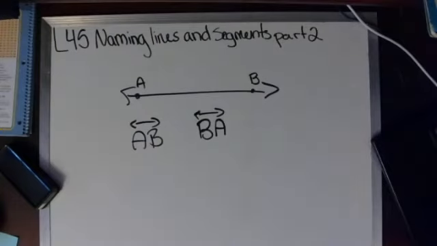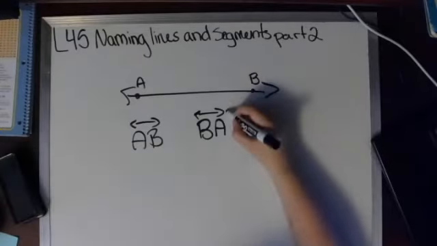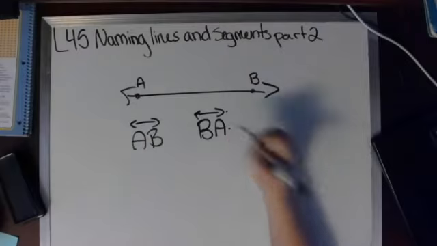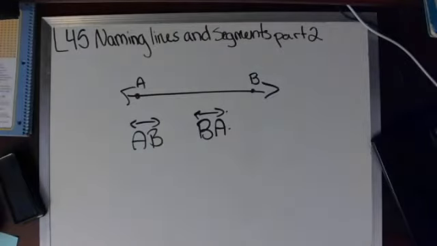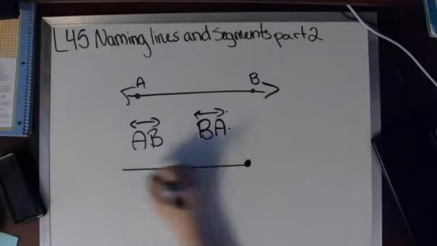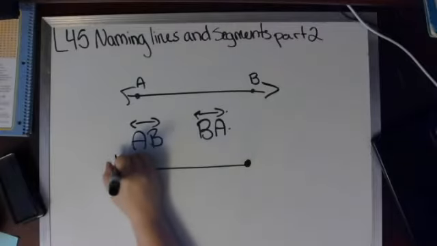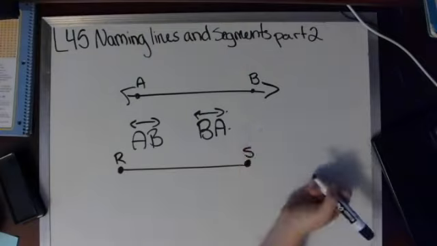Either way you write it is correct, but you have to have the 2 pieces. You have to have the line and you have to have the letters. So that is line AB or line BA. That is the abbreviated way you would write this. How you would write a segment. Okay, so here's a segment. And in the segment, there is point R to point S.